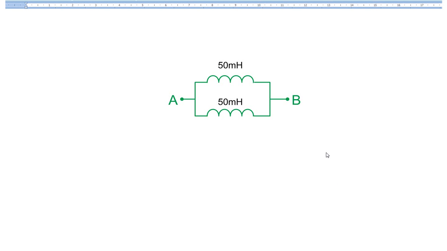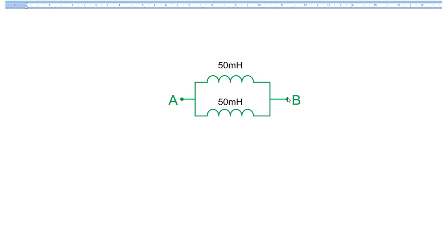When you put inductors in parallel, the total inductance is decreased. Here we've got two 50 millihenry inductors in parallel, and I know that the inductance between A and B is going to be less than 50 millihenries at a glance, because in parallel inductive circuits the total inductance is always less than the lowest inductor value. So if you had a 10 millihenry in parallel with 5 100 millihenry inductors, you know instantaneously that the total inductance of that circuit is going to be less than the lowest inductor, which in this case is 10 millihenries.